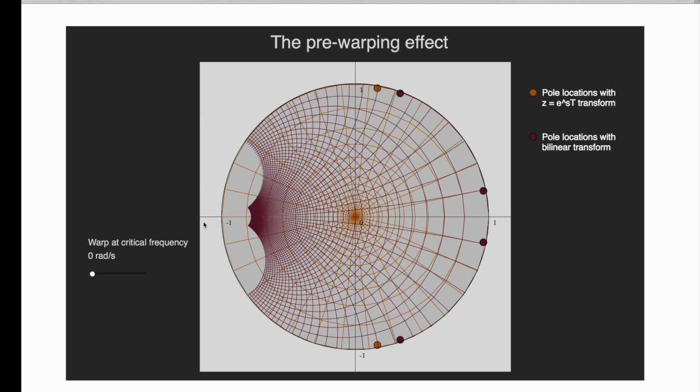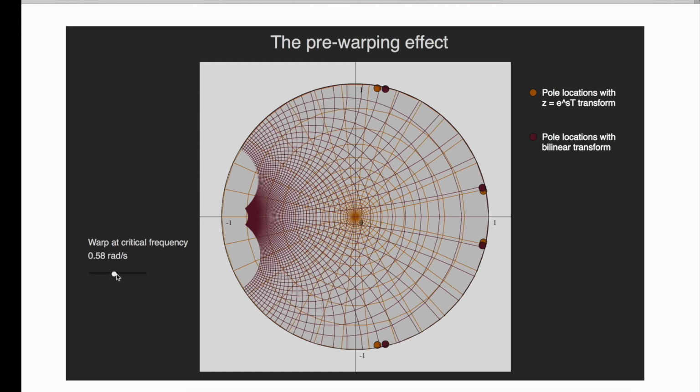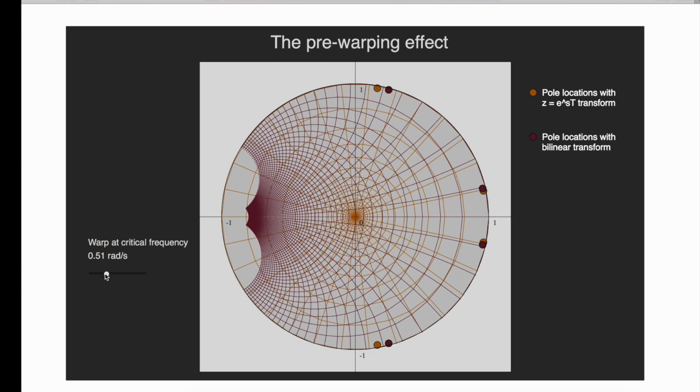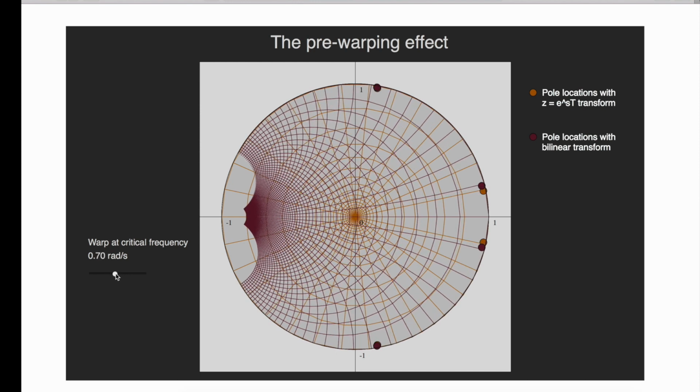Now watch as I apply a pre-warp at a larger and larger critical frequency. The whole red grid starts to move and stretch, moving the poles along with it. And if I stop exactly at 0.7 radians per second, you can see that all 4 poles for the 0.7 radian per second notch filter line up with each other. Now in doing so, the 4 0.1 radian per second poles no longer line up, but that's the penalty we have to pay with the bilinear transform. We have to choose the frequencies that matter most to us. But all in all, the bilinear transform is pretty awesome.